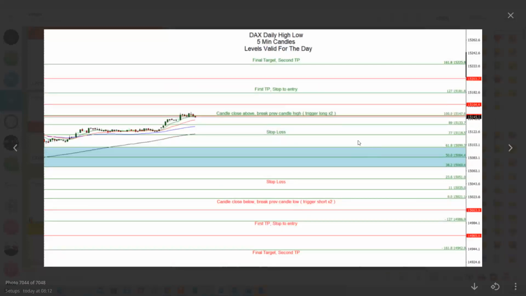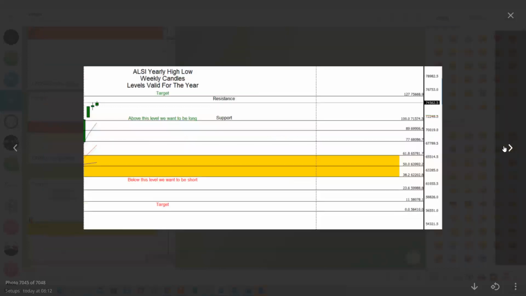On the DAX daily high low, same story. Trend was up and we got that trigger long above 100. So we are currently aiming for the 127 first TP, 161.8 second TP, and stop loss being at the 77. Remember, guys, same rules apply with the red lines.